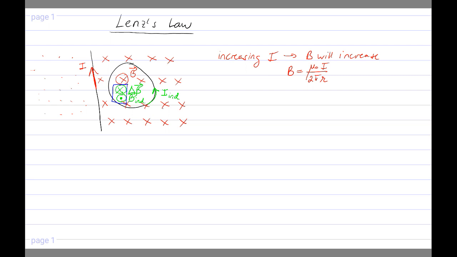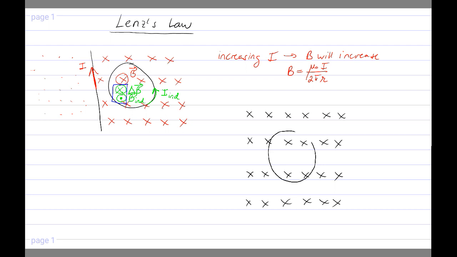Let's look at another example. Say that we have a magnetic field into the page. And let's say that there is a loop of wire in this magnetic field. And suppose that this loop is conducting, but also elastic. So let's say that we're stretching out this loop.